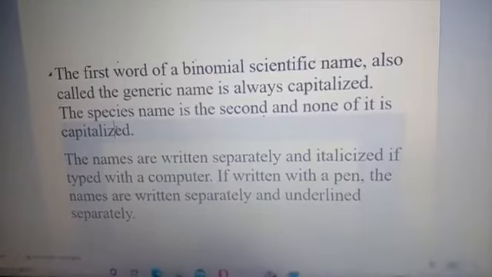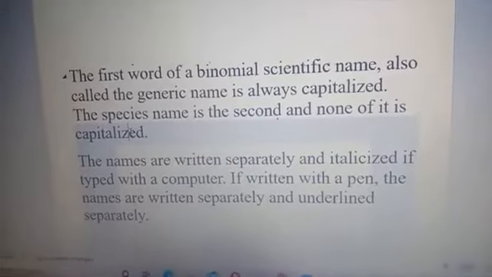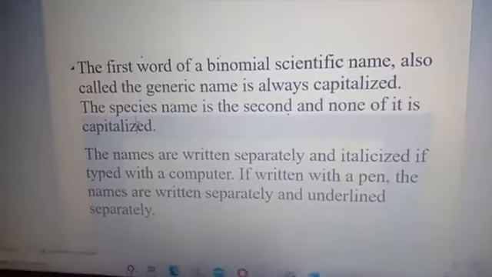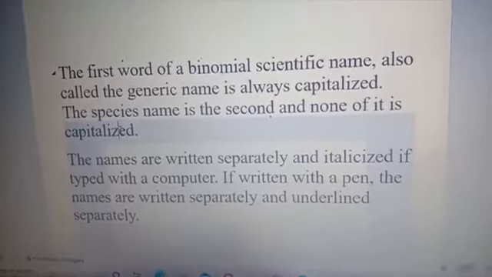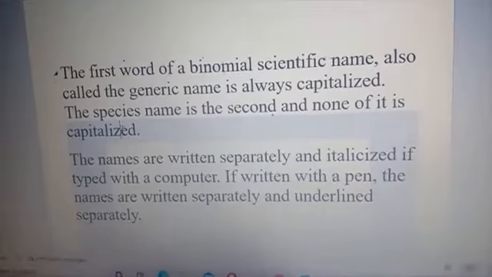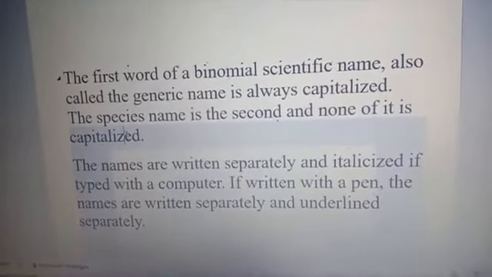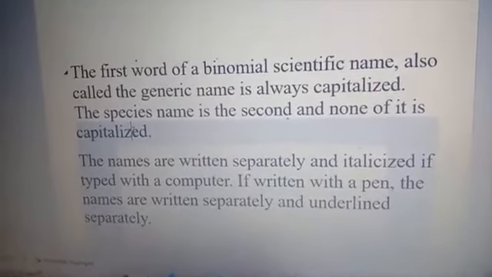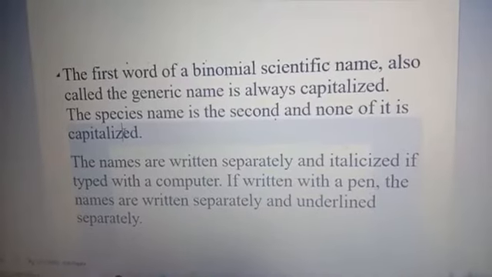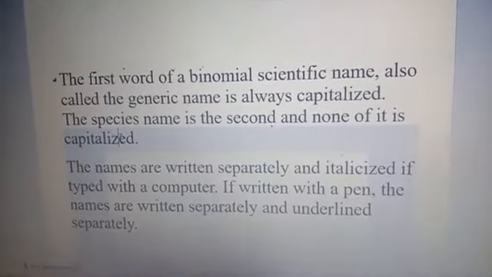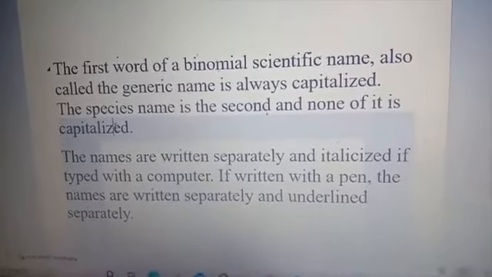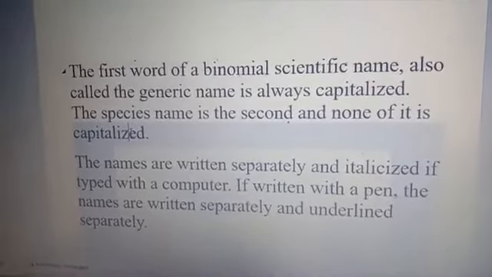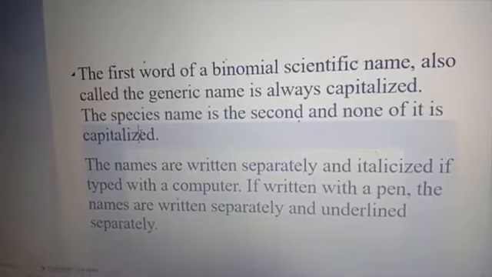If they are typed with a computer, they'll be written separately and they'll be italicized. But if they are written down with a pen on paper or on a blackboard or on a whiteboard or written anywhere with a hand, what will happen is that you write them separately and then you underline the names separately. So that is talking about binomial nomenclature.